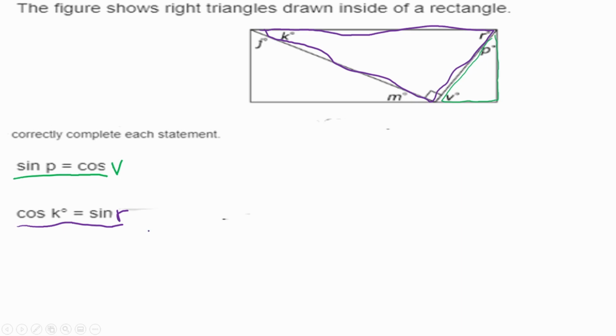All we have to know is that those two acute angles are complementary, which means that their sines and cosines flop or flip, and they're equal to each other. So once again, the sine of P is equal to the cosine of V, and the cosine of K is equal to the sine of R.